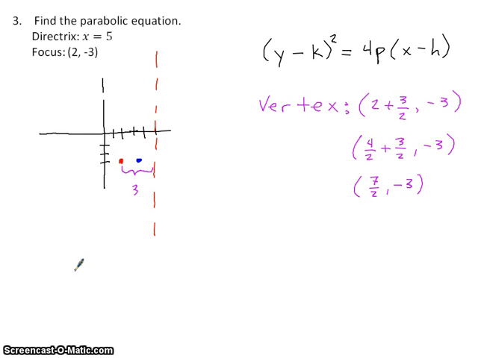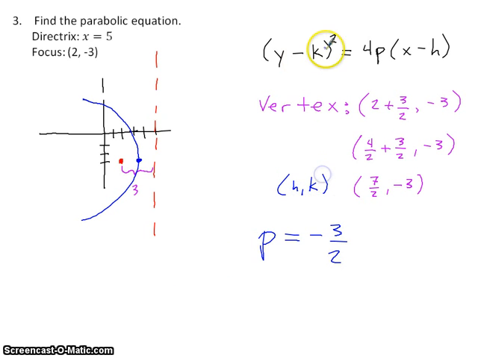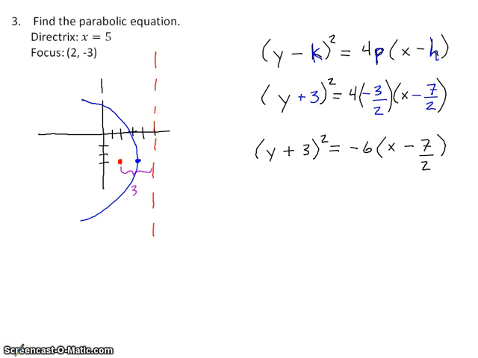Now the p-value, remember, is the distance from the focus to the vertex, or from the vertex to the directrix. In this case, it's 3 over 2, but because we're faced towards the -x direction, we're going to have a negative p-value. That means that p is equal to -3/2. We have h, k and we have p. We simply need to plug that into the equation of our parabola to find that equation. Okay, let's do that. So we've plugged everything in, we found the equation. Let's move on to the next problem.